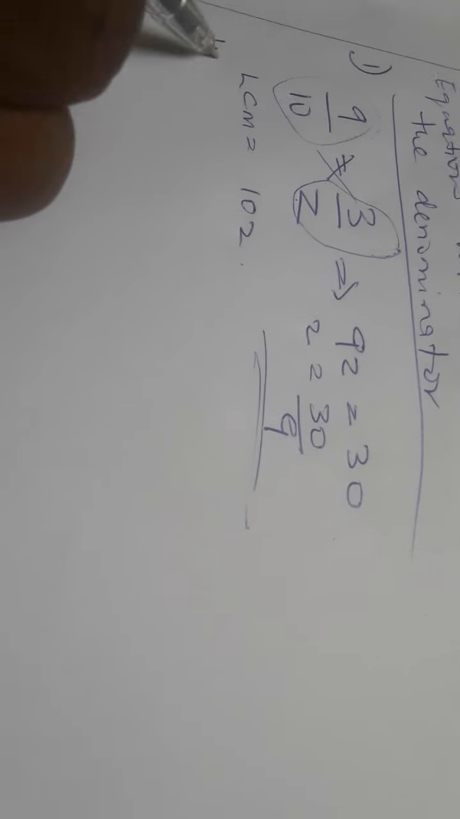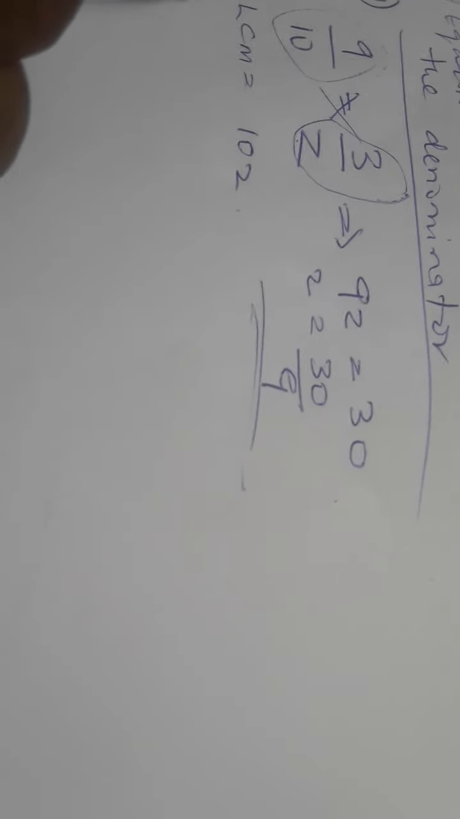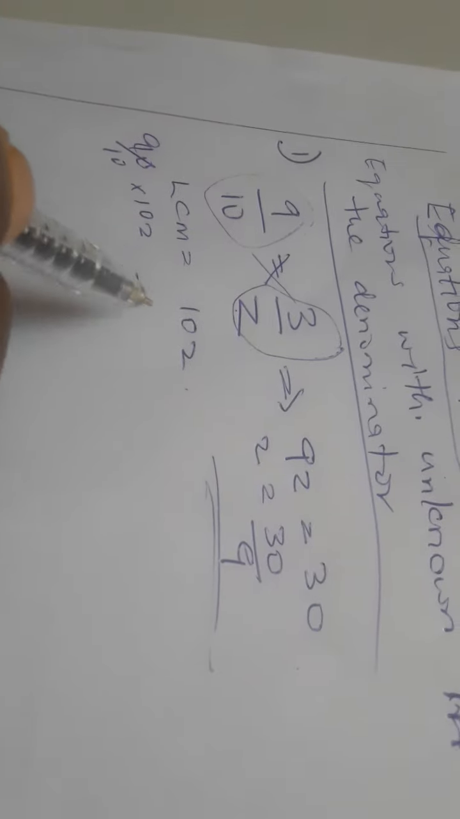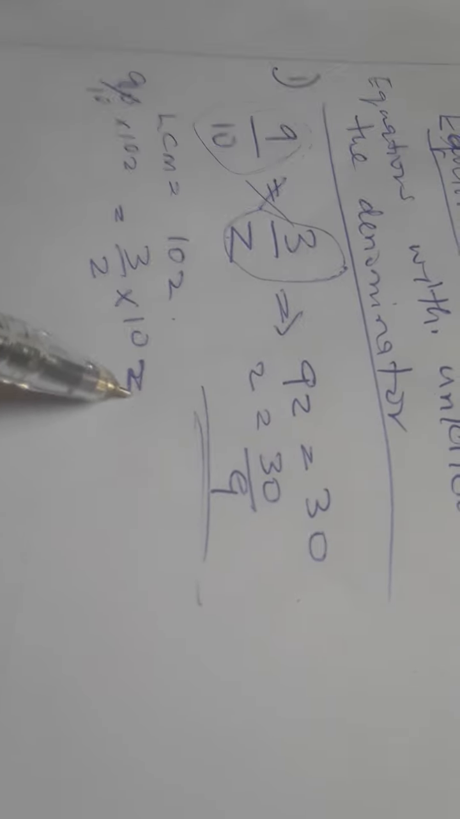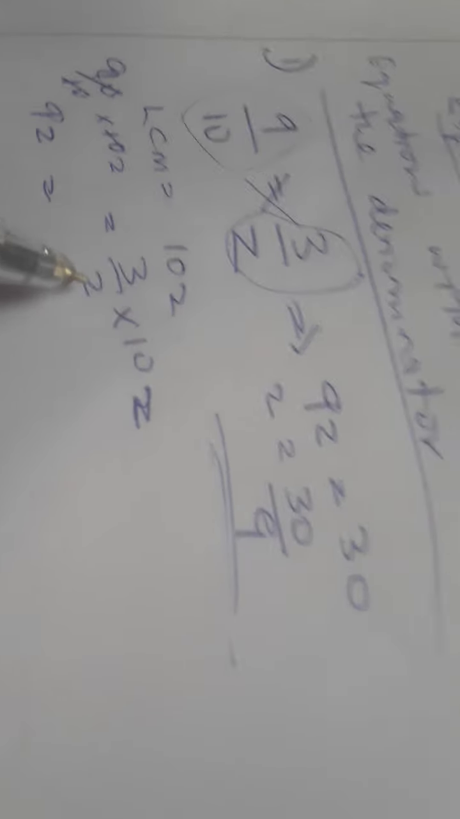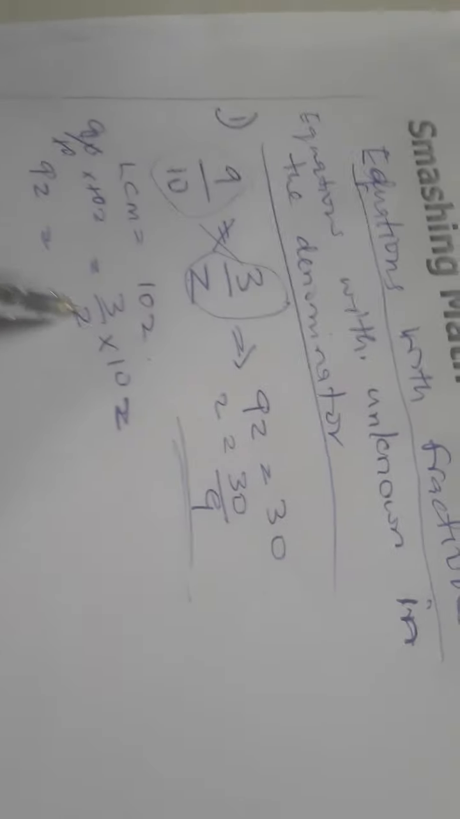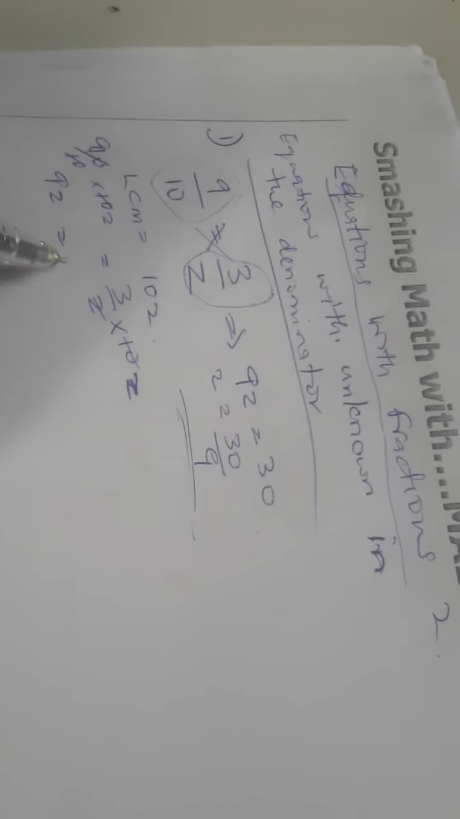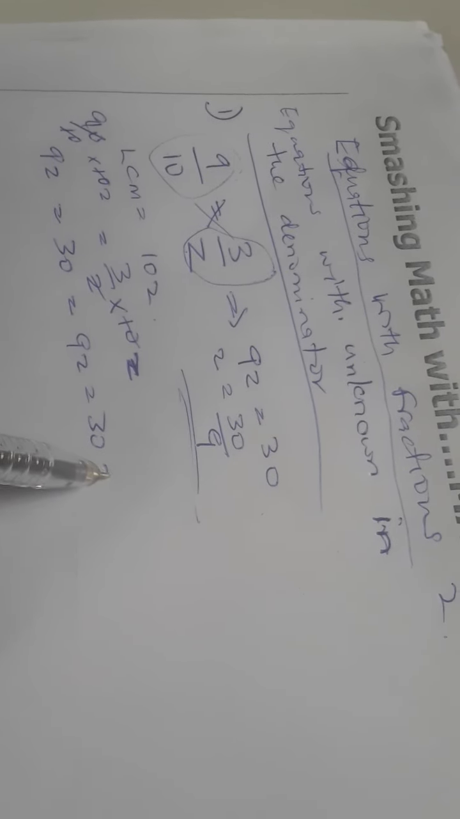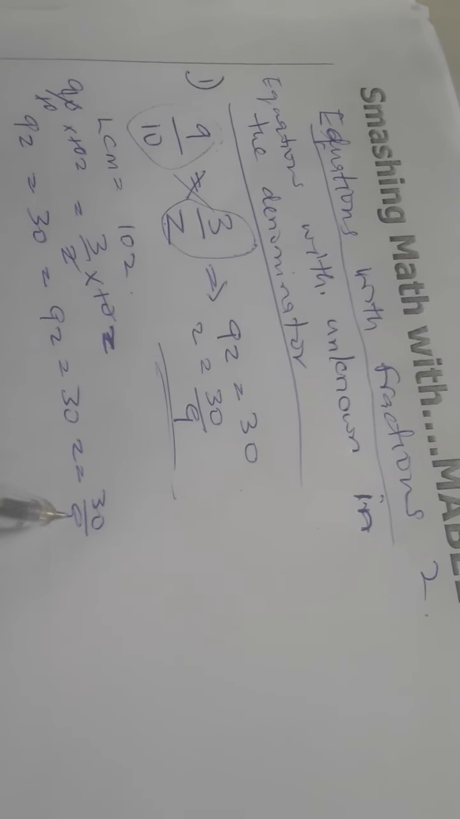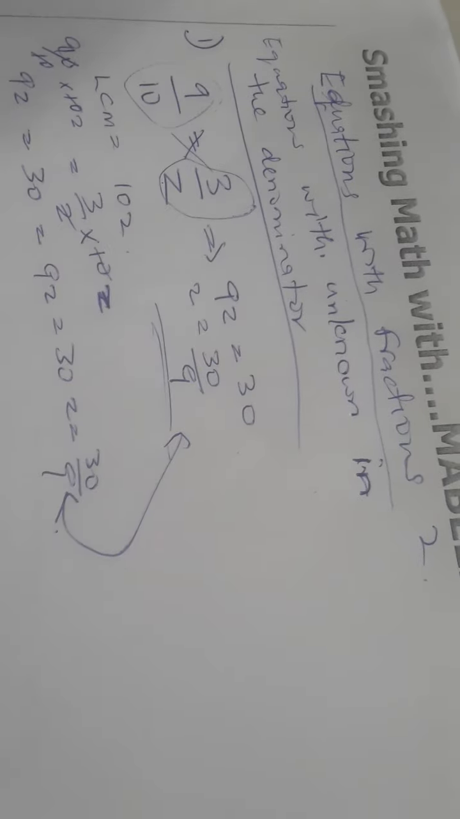So you have 9 over 10 times 10z is equals to 3 over z times 10z. And this gives you, 10 would cancel out 10, so you have 9z is equals to, z will cancel out z, 30, and we have again 9z is equals to 30. z is equals to 30 over 9, and you can see that we're still on the same page. Now let's move to something slightly more elaborate, I should say.